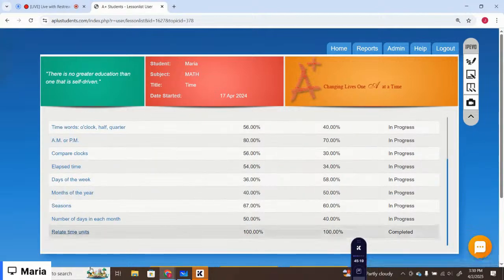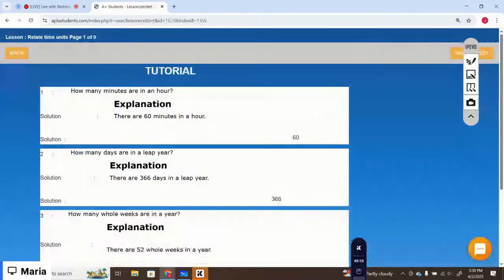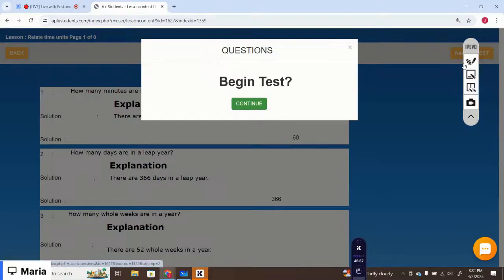Real time, relate time units. How many minutes are in an hour? There are 60 minutes in an hour. Let's just start with the test questions.